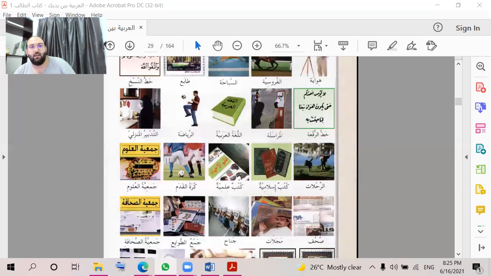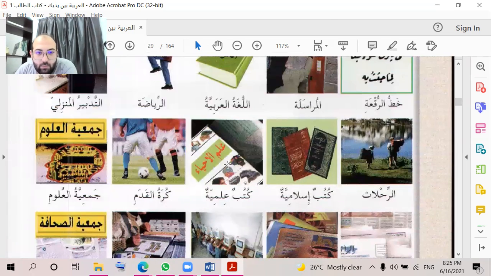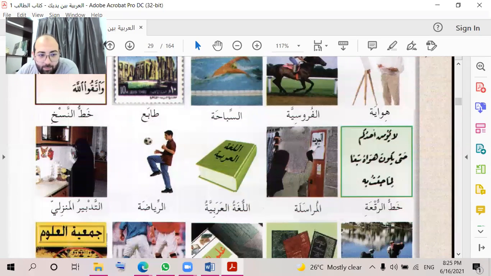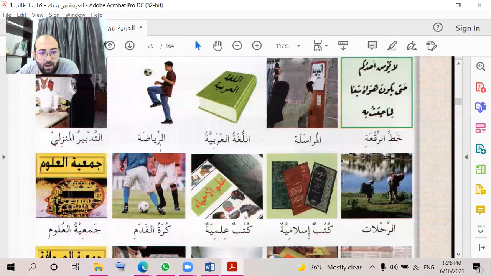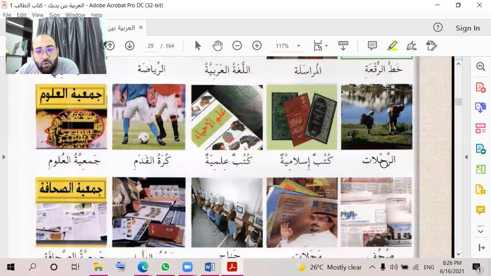So before, we were taking the hobbies. We have the new words that we already learned. هواية as one hobby, هوايات for plural. فروسية, or we say ركوب الخيل, that means horse riding. الخيل is horses. السباحة swimming. طابع stamp. خط النسخ is a font. خط الرقعة. المراسلة chatting or mailing. اللغة العربية. الرياضة as a sport. التدبير المنزلي housekeeping. رحلات or رحلات, both are okay, camping or trips. كتب إسلامية, Islamic books. كتب علمية, scientific books.